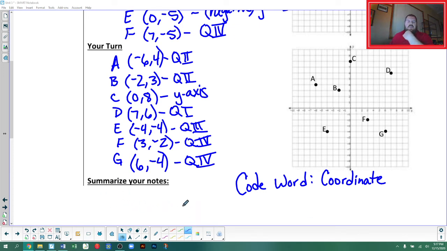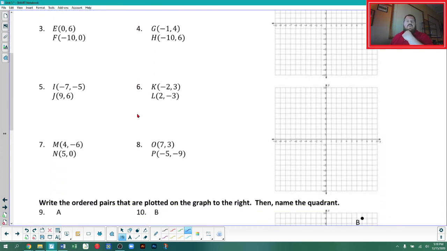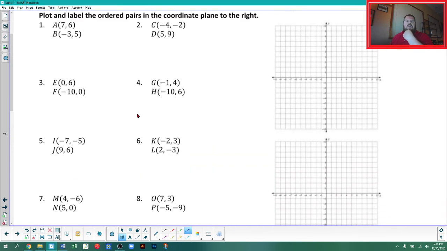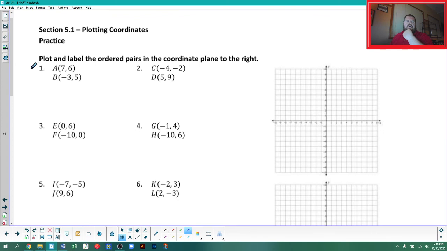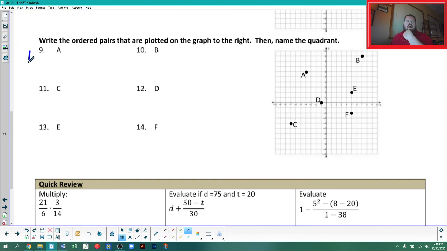So yeah, the summarize your notes will go right here. Just a quick summary, one sentence to wrap up everything that you were able to do today. From there, I would ask you to give some of these problems a try. These ones actually go pretty quick. So I think it's fair to say I would ask you to do 1 through 4 and 9 through 14.